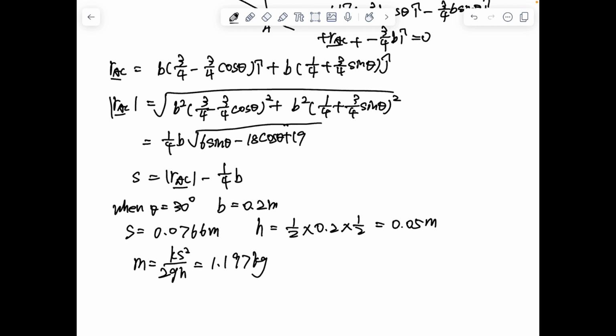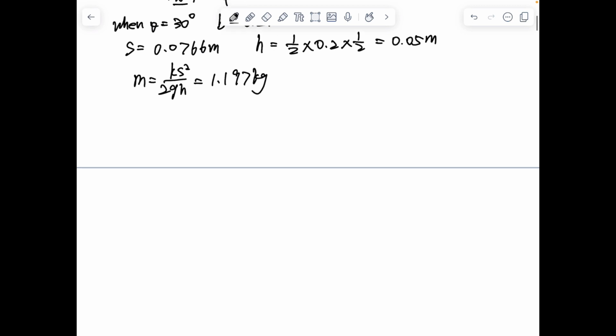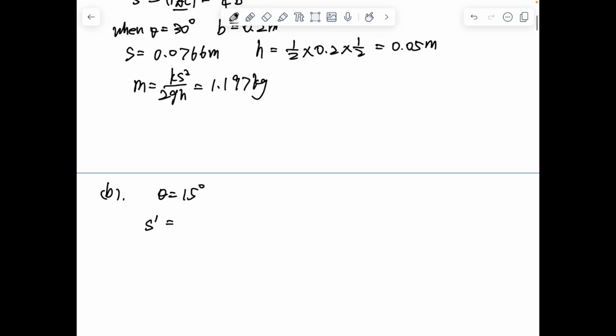Here's our answer for question A. For question B, we should change our theta to 15 degrees. Then we have our new stretch. Just put it into our equation. S is equal to 0.0889 minus 0.05. This is equal to 0.039 meter.